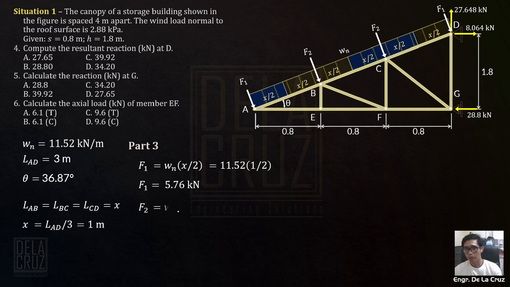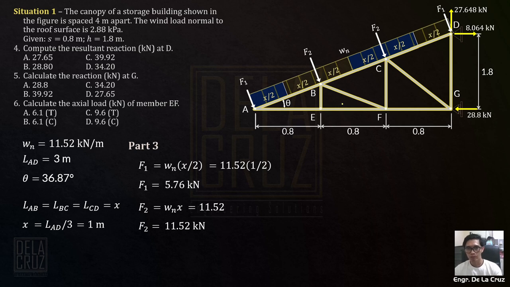Well, the value of F2 is WN times total length X. So magiging buong X yan. So that is 11.52, no, times 1. 11.52 times 1 or F2 is just 11.52 kilonewtons. Hindi ko na lang nilagyan ng 1 times X na 1 meter.